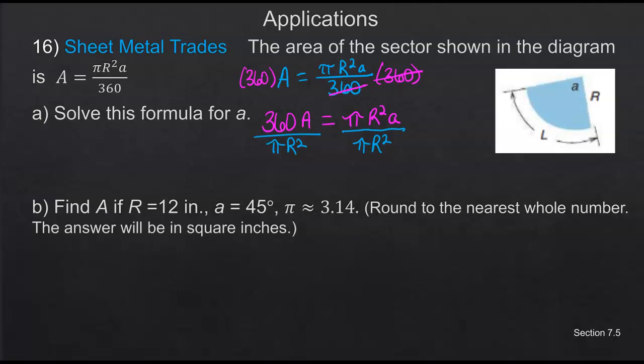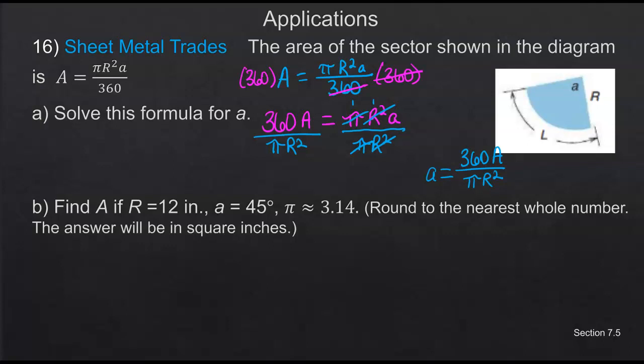And so what happens here is I cancel out because both of those just equal 1 when I divide. And so I find that a equals 360A divided by pi r squared. And so it is solved, and that's all we do on part A.